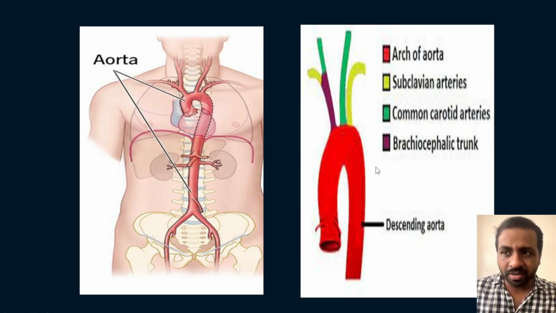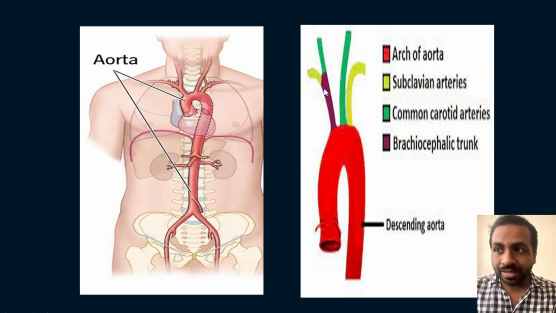Okay, and one more piece of information: you know that from the arch of aorta, the major arteries arise, like the subclavian arteries here, then the common carotid arteries, and the brachiocephalic trunk. So these three main branches arise from the arch of aorta. Okay, so I think that is clear for you.